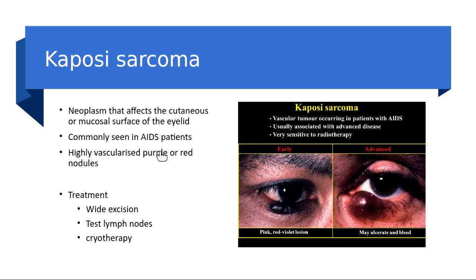So this is a neoplasm that affects the cutaneous or mucosal surface of the eyelid. It's commonly seen in AIDS patients. It's highly vascularized, purple or red nodules. This one I could understand that you would give me a differential diagnosis of a melanoma. You'd want to differentiate, but this one you can see how erythematous this is. It looks almost purple. But you would have known from your history that this would be high on your list. All right. So treatment: excision, you need to test the lymph nodes, cryotherapy.